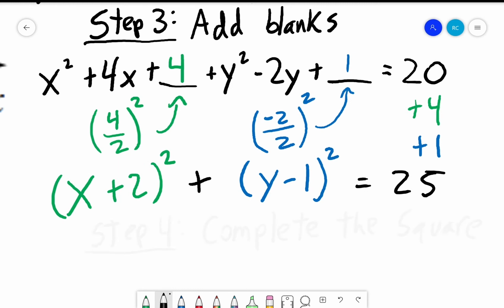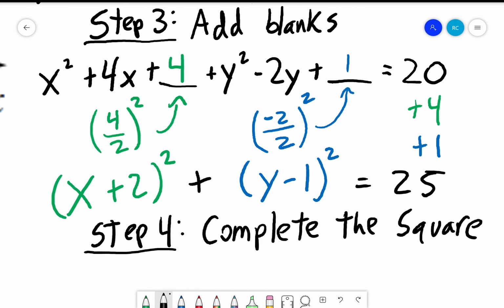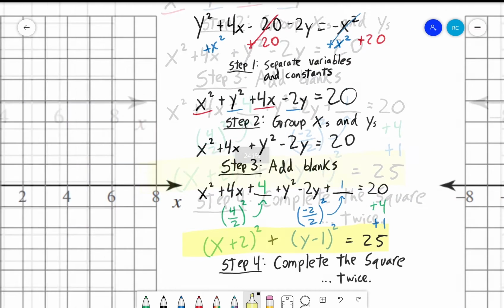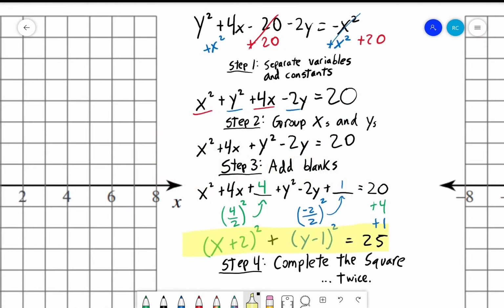So step 4 is to complete the square twice. So now we've got our standard form equation. Let's zoom out and take a look at the whole process.